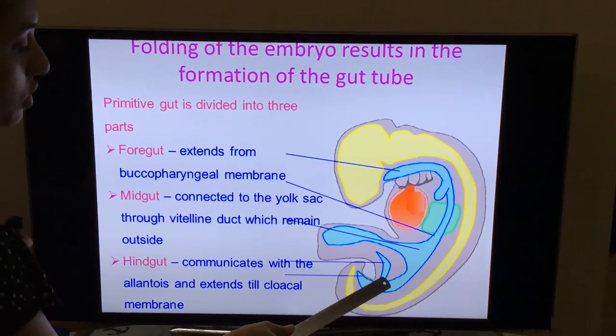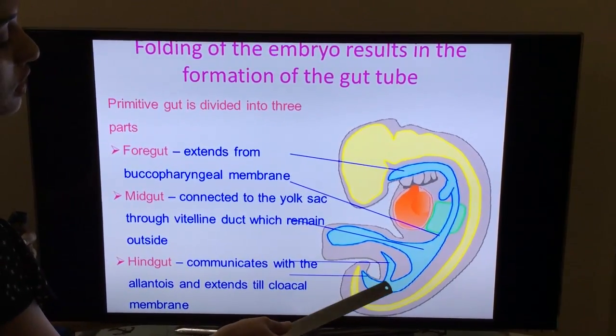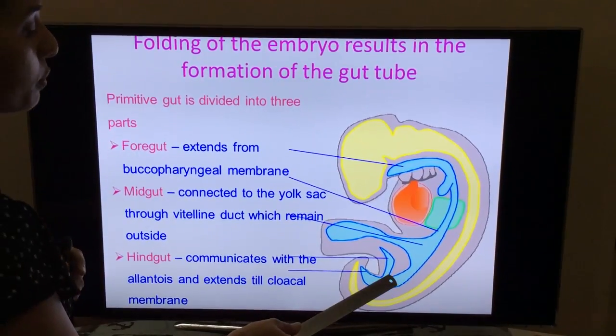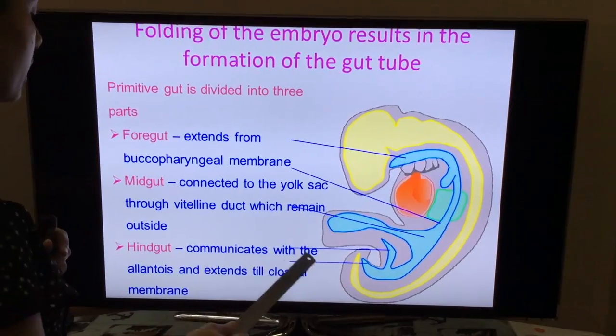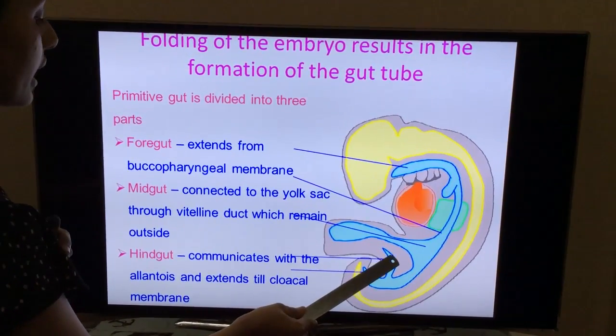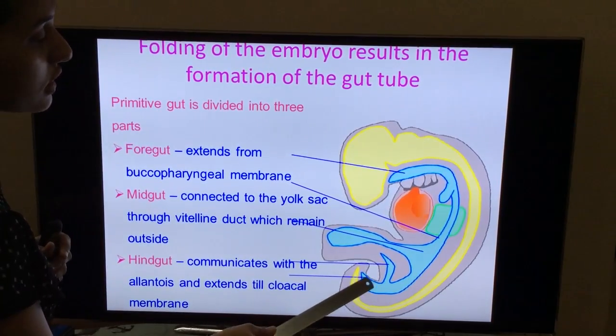It communicates. There is a small pocketing, a small derivative here, which doesn't have much contribution. This is called the allantois. So it communicates with the allantois and extends till the cloacal membrane. So this is one more at the caudal region.